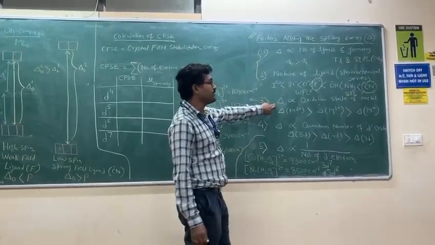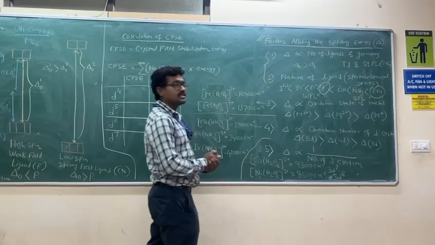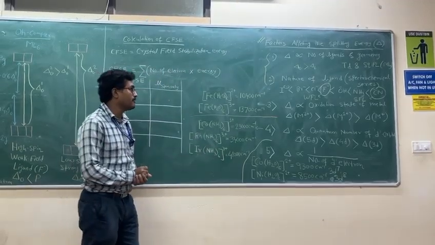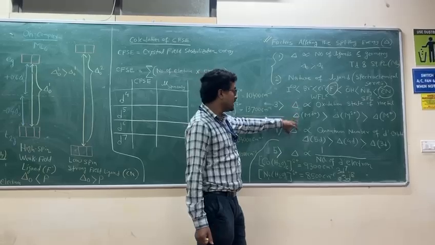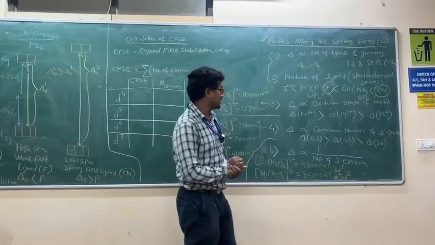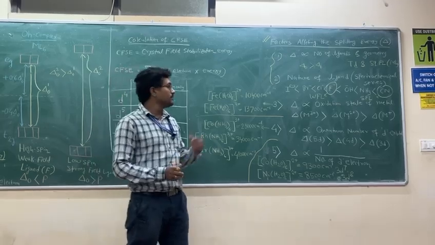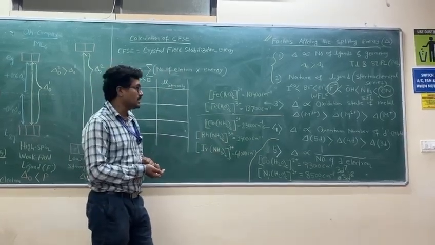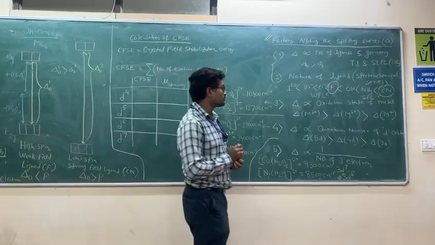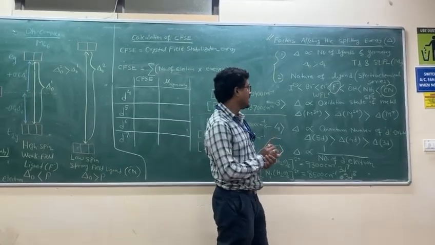So the first metal factor is the oxidation state of the metal. It means if the oxidation state is increased, then crystal field splitting also increases. In that case, this crystal field splitting that I told you depends on interelectronic repulsion, it also depends on some electrostatic interaction between metal and ligand.